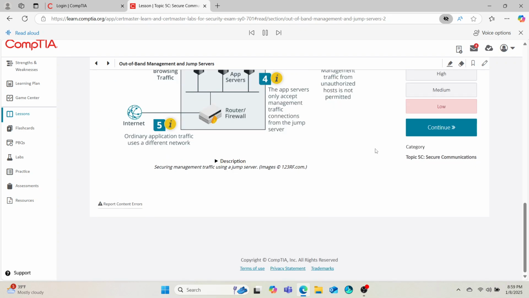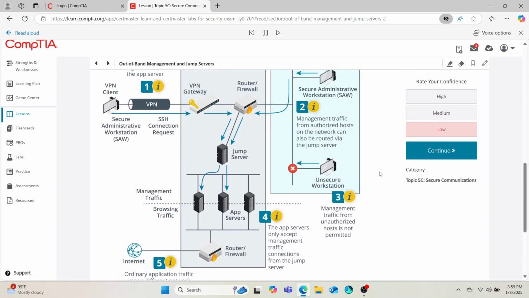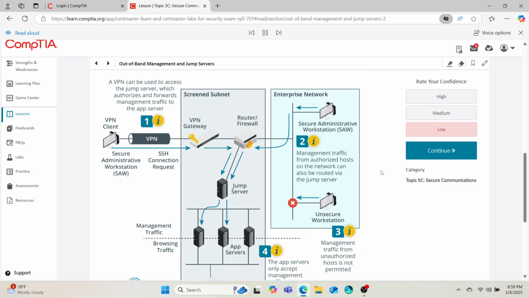Description. The steps are as follows. 1. A VPN can be used to access the jump server, which authorizes and forwards management traffic to the app server. 2. Management traffic from authorized hosts on the network can also be routed via the jump server. 3. Management traffic from unauthorized hosts is not permitted. 4. The app servers only accept management traffic connections from the jump server. 5. Ordinary application traffic uses a different network. Securing management traffic using a jump server.